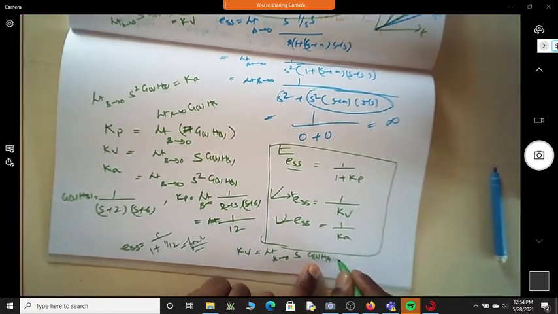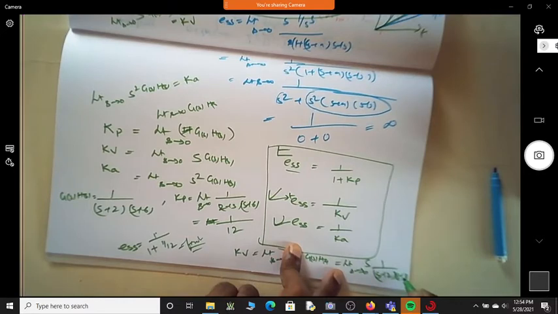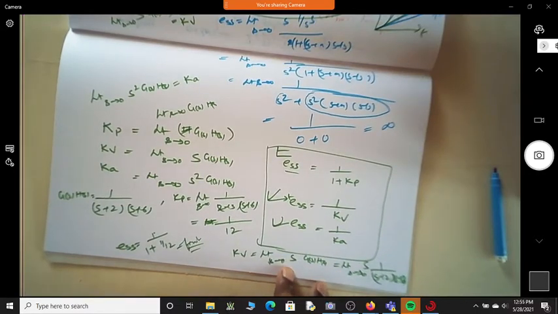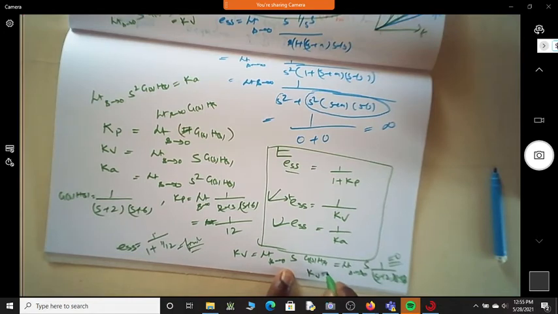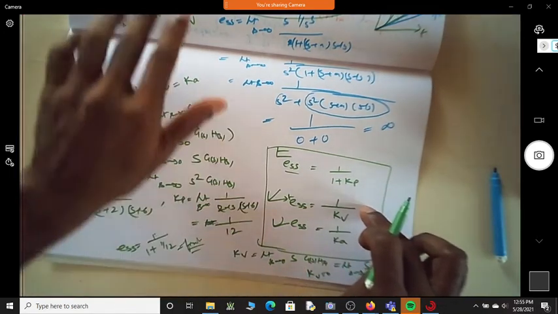So do you now have limit of s tending to 0, s into 1 over (s plus 2)(s plus 6)? If you apply the limit, does this become 0 by something? No, 0 by something is 0 now. Is the value of Kv 0? If the value of Kv is 0, then what is ESS? Infinite. That's what we found here.